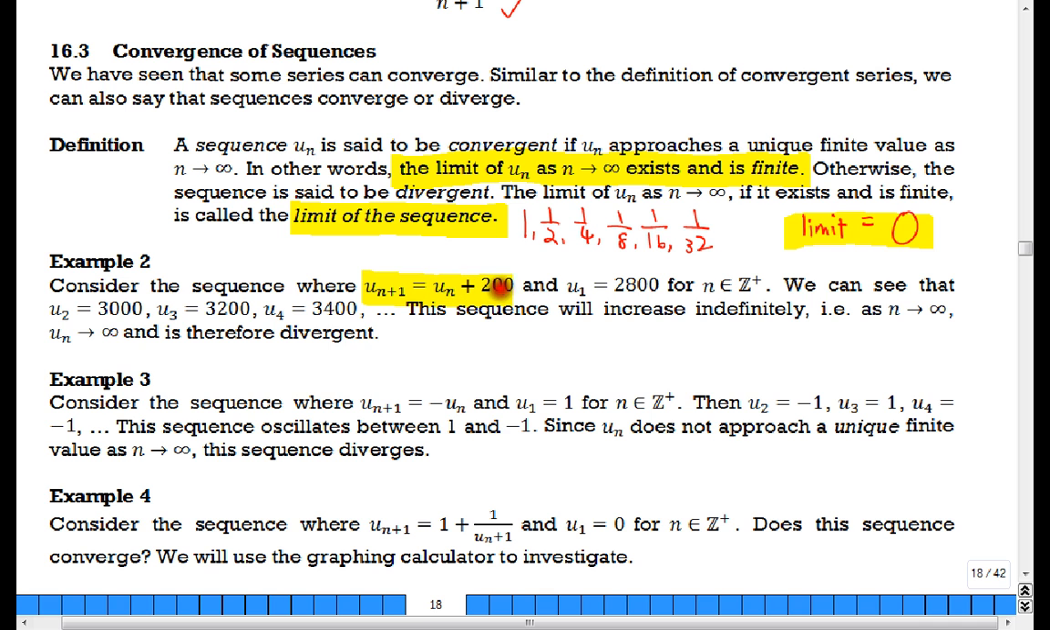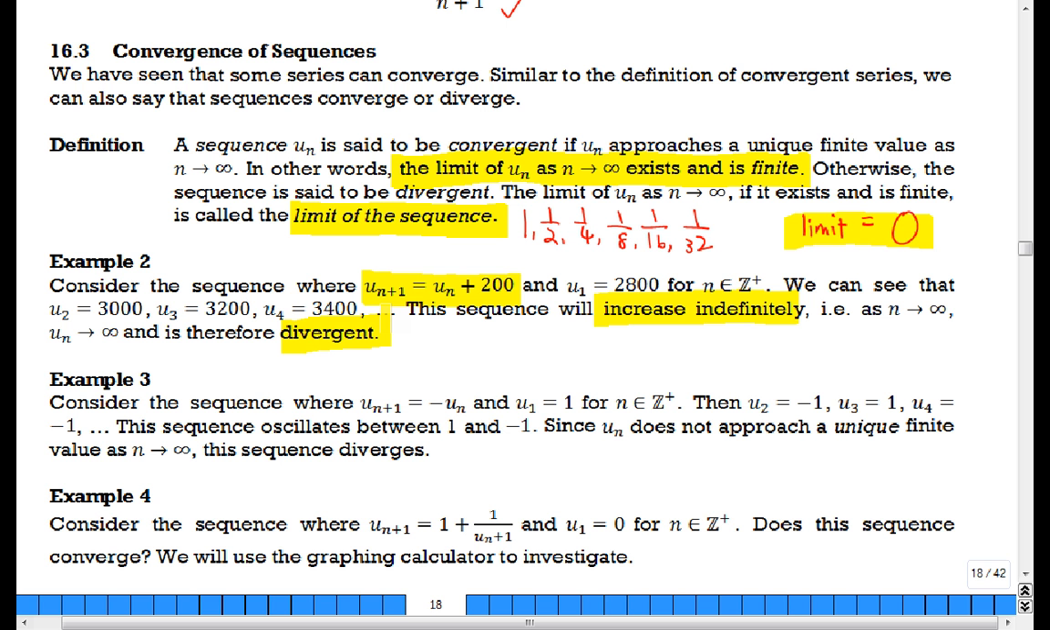Just by looking at this recurrence relation, it is obvious that each term increases by 200. Clear cut, it increases indefinitely. Therefore, the sequence is divergent. Correct? It's divergent. It doesn't converge, obviously. Because as n gets large, un gets large. There is no limit.